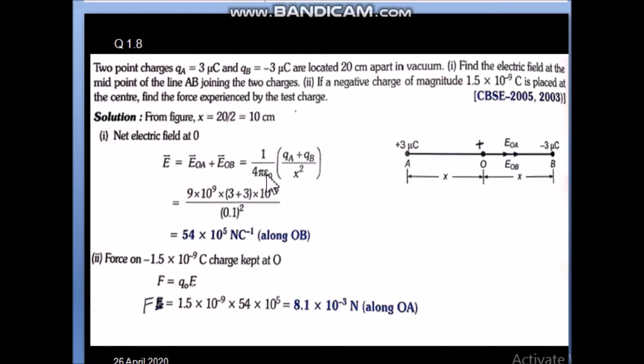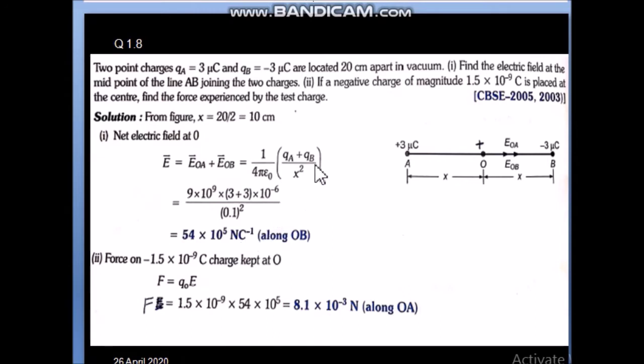Now we have to put the magnitudes of both of them. So KQ upon distance square is the formula. So K means 1 upon 4 pi epsilon 0. QA upon distance square and QB upon distance square, they are added. So QA and QB both are same, 3 microcoulomb and 3 microcoulomb. So we will put here 3 plus 3. For micro we have put here 10 raised to power minus 6, and distance x is 10 centimeter or 0.1 meter. So we have to put all these values in the E answer. So this way we have obtained the answer.